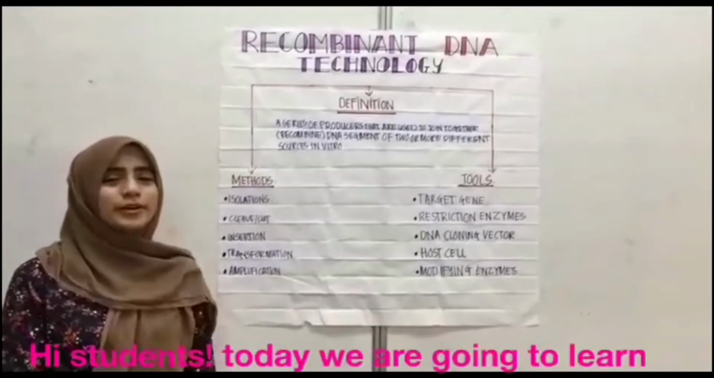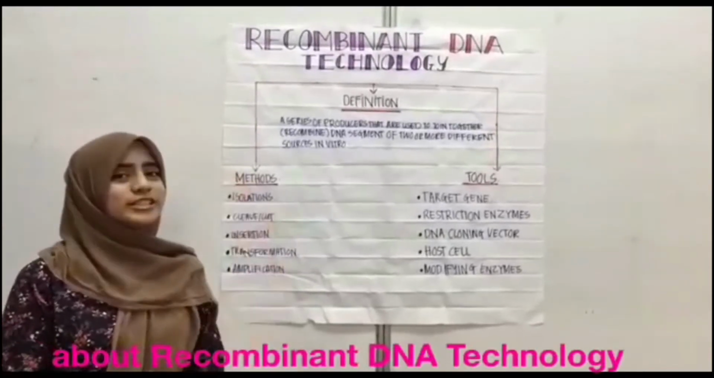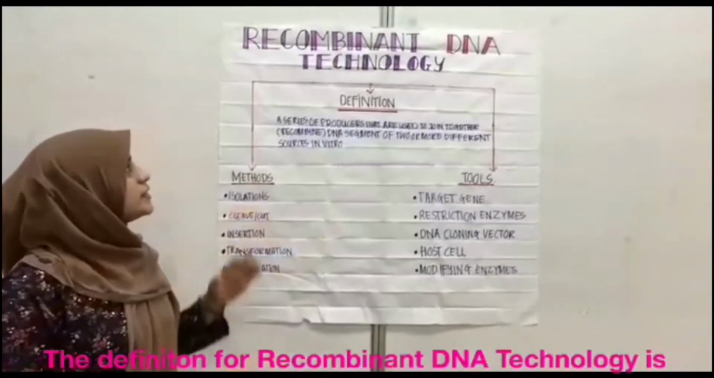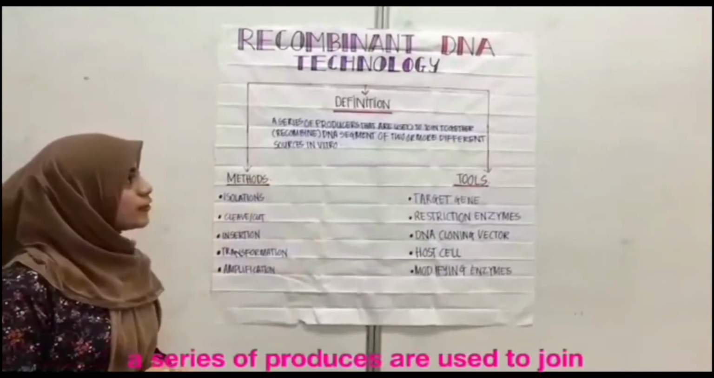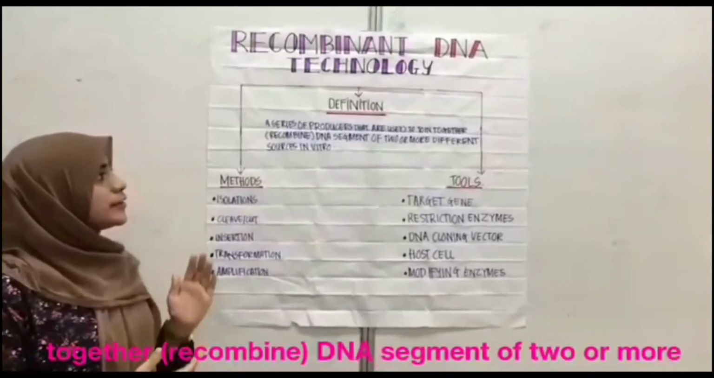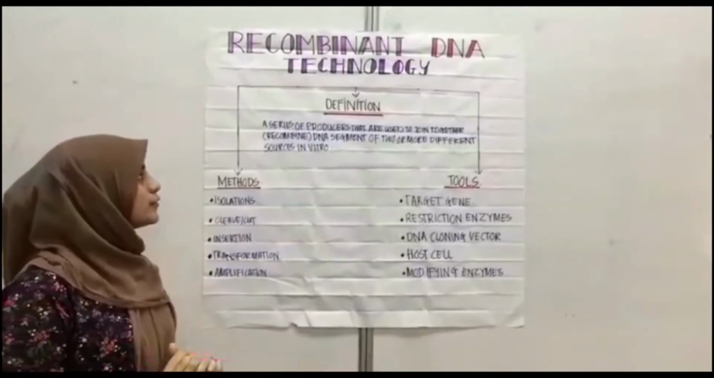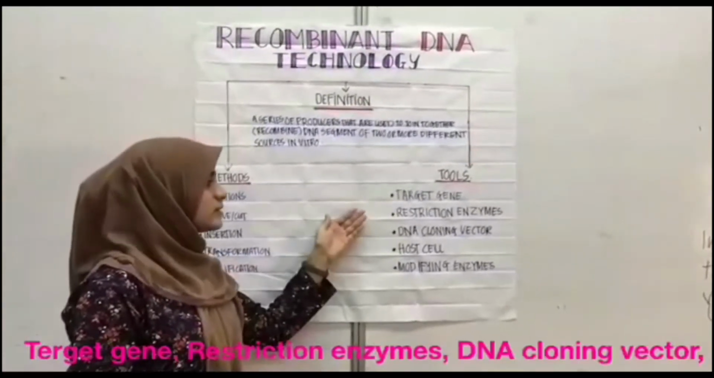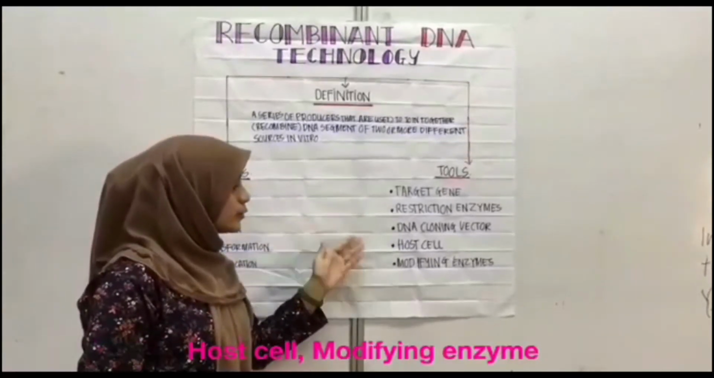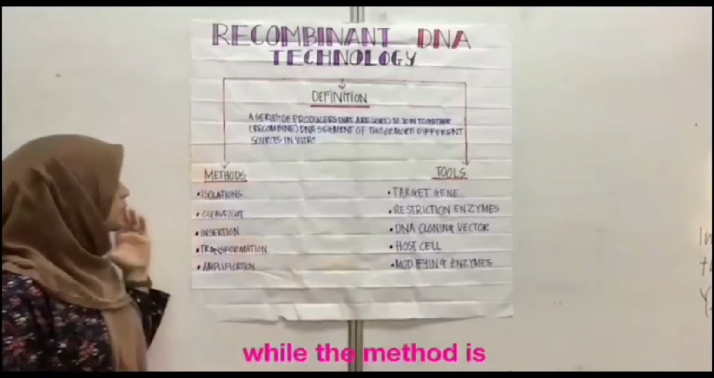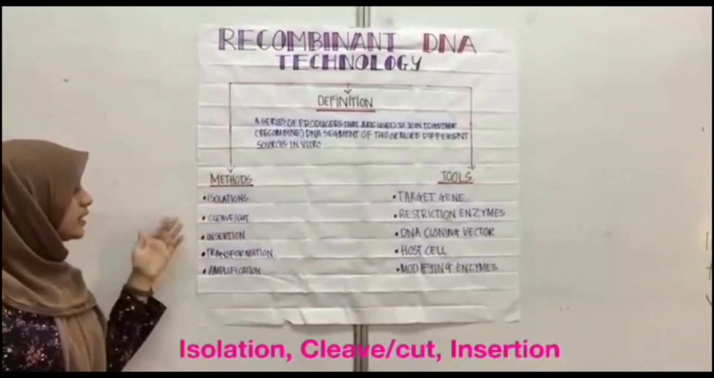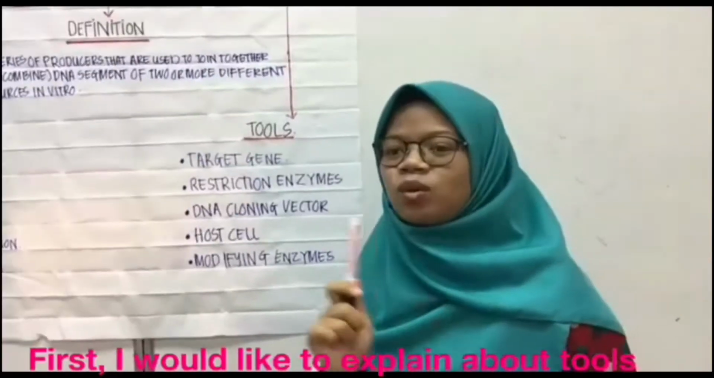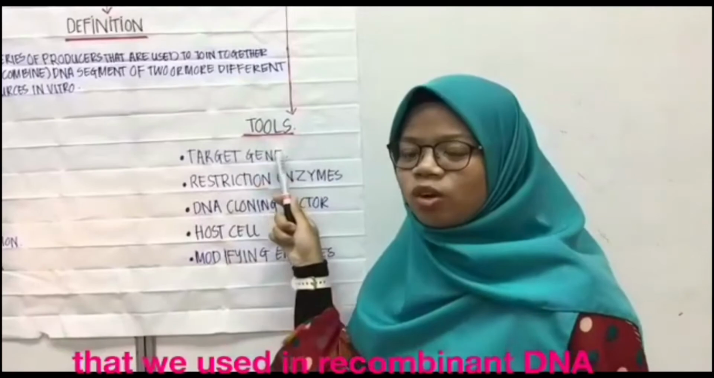Hi students, today we are going to learn about recombinant DNA technology. In this topic, we are going to learn about definition, tools and methods. The definition for recombinant DNA technology is a series of procedures that are used to join together, recombine, DNA segments of two or more different sources in vitro. So the tools are target gene, restriction enzymes, DNA cloning vector, host cell, modifying enzyme. While the methods are isolation, cut, insertion, transformation and amplification. Okay, first I would like to explain about tools that are used in recombinant DNA.